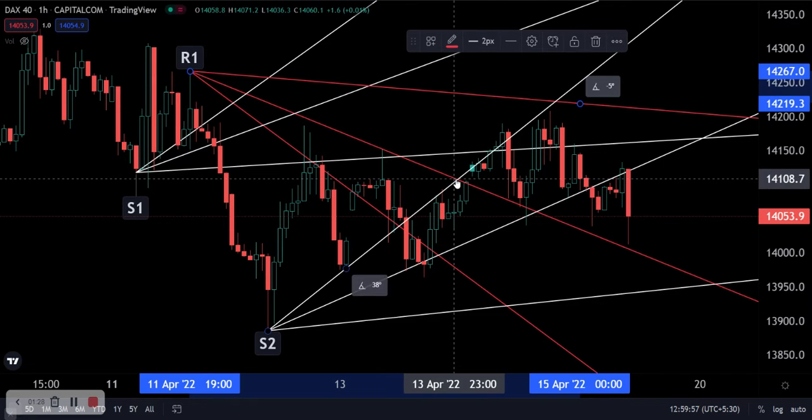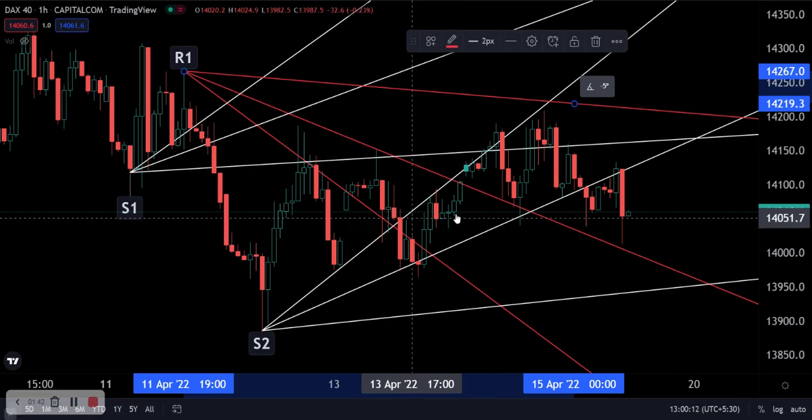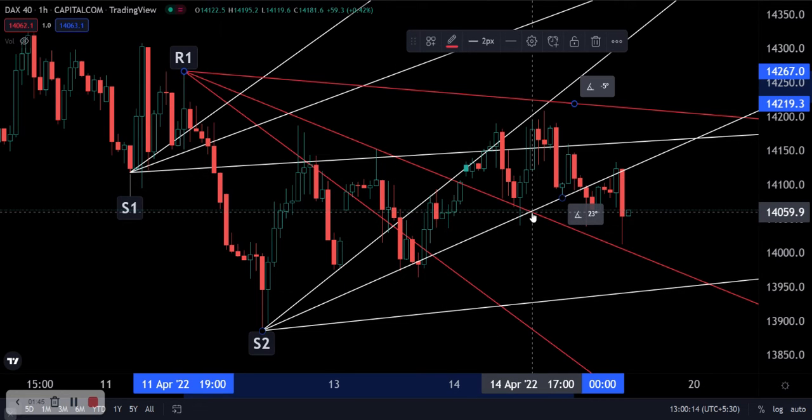Earlier, DAX was trading just above the 14,110 support level, which is now resistance. Subsequently at open, it has broken right below the 14,060 support, and as you can see, it's trying to get back above that.